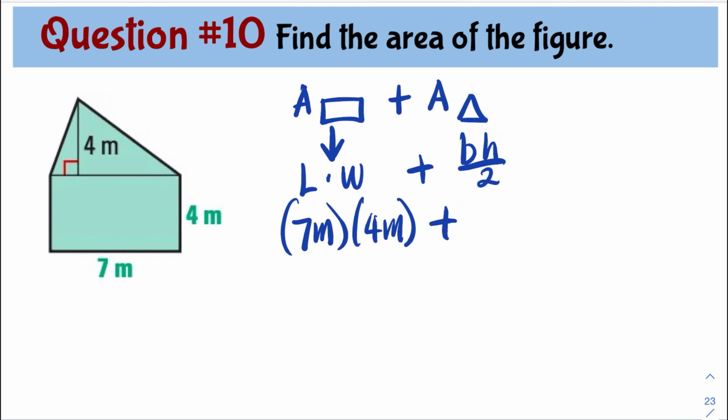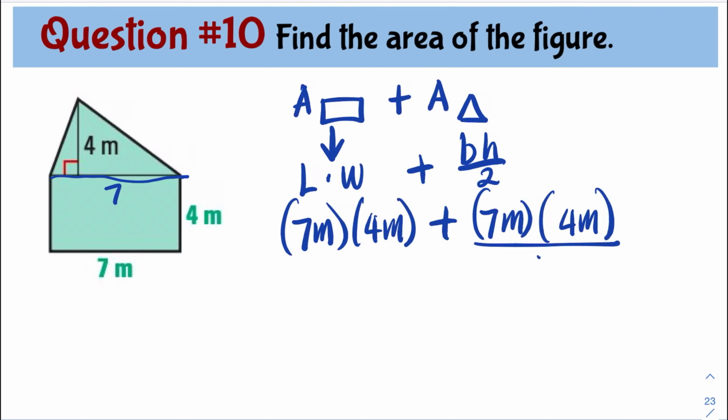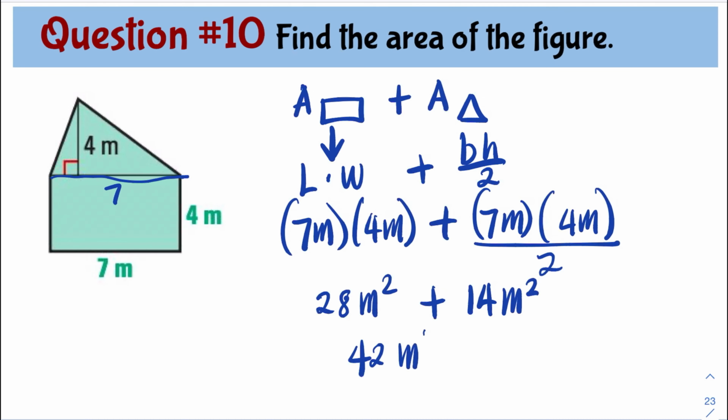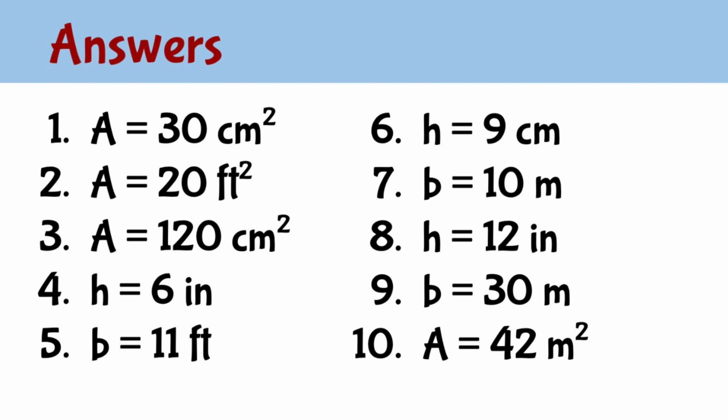So in this triangle, the base here is 7 meters. The height is 4 meters. And then we divide by 2. So 7 meters times 4 meters is 28 meters squared, plus 7 meters times 4 meters is 28 meters squared, and 28 divided by 2 is 14. So we have 14 meters squared. So the area of the rectangle is 28 meters squared, and the area of the triangle is 14 meters squared. So the total area here is 42 meters squared. Here are the answers.